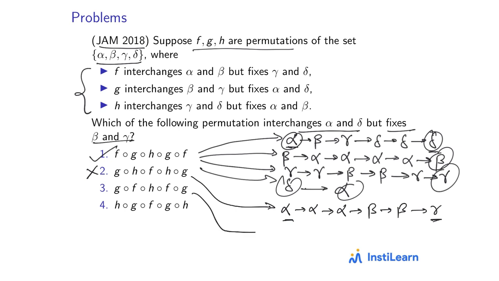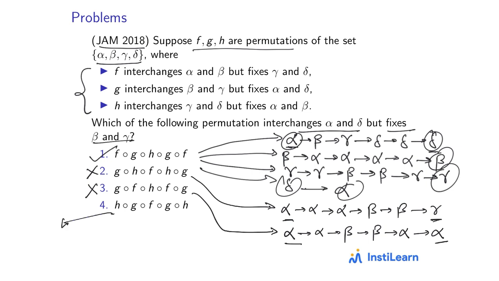Now look at this one. Again, we see alpha. G of alpha is alpha, F of alpha is beta, H of beta is beta, F of beta is alpha, and G of alpha is alpha. So alpha is going to alpha, so again we don't want that, so this is not an option. Now let's look at this.